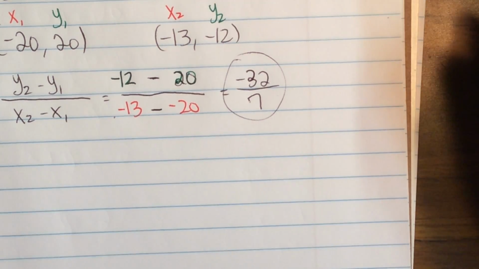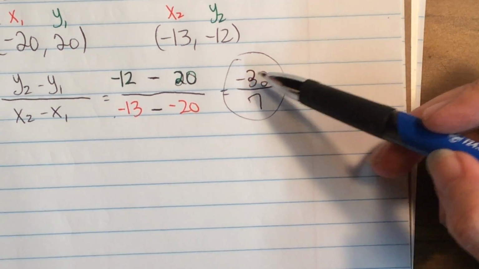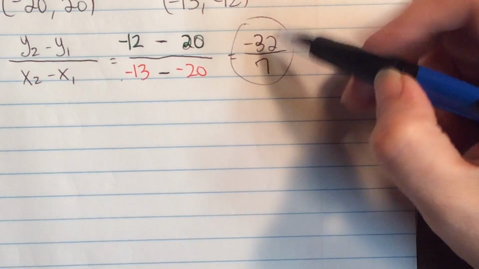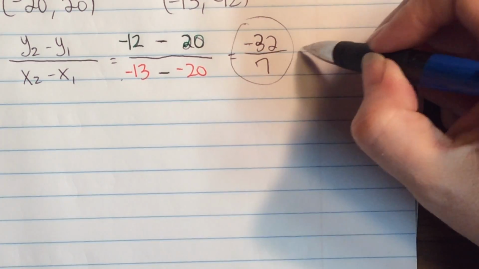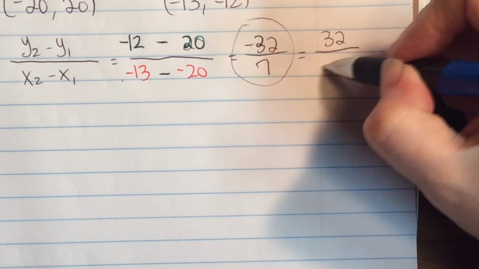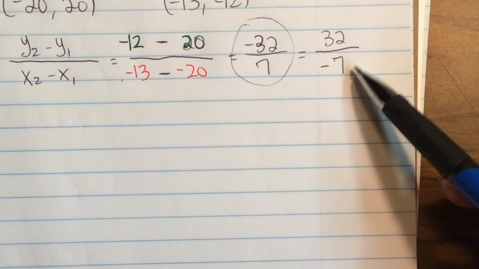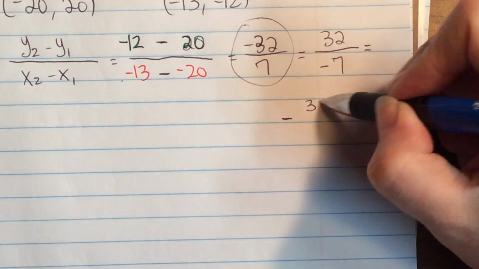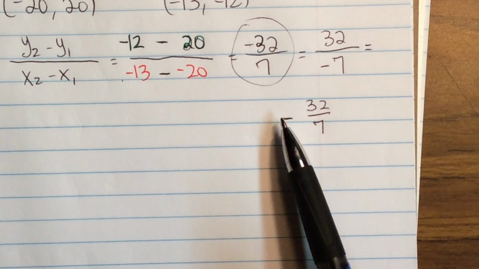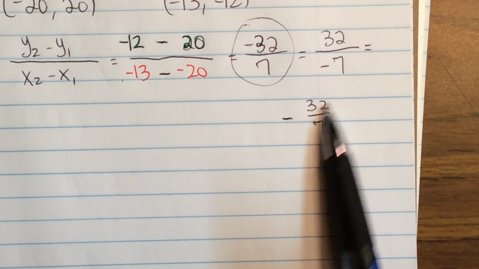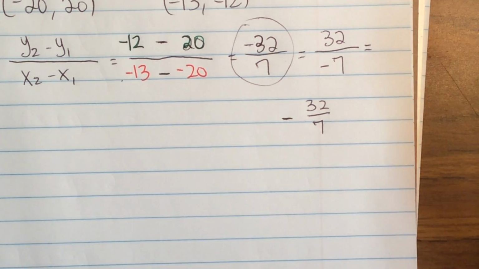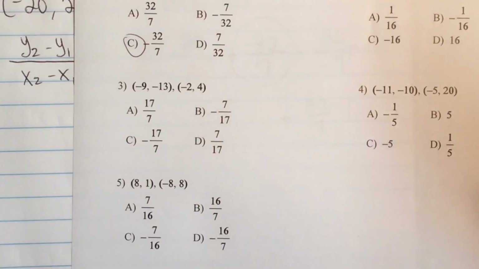So that's my answer. Don't forget, you can write a fraction with a negative sign 3 different ways, and all 3 ways are correct. You can write it like this with the negative at the 32. You can write it like this with the negative at the 7. Or the most common way is out front. Notice that the negative's not really attached to either one, just kind of sitting out front, and this is the most common way. So let's find our answer. We got negative 32 over 7, and that would be C.